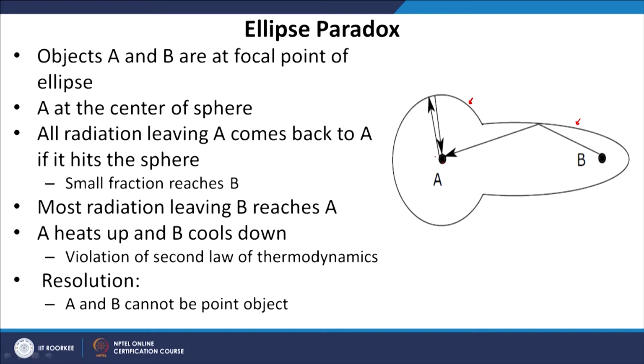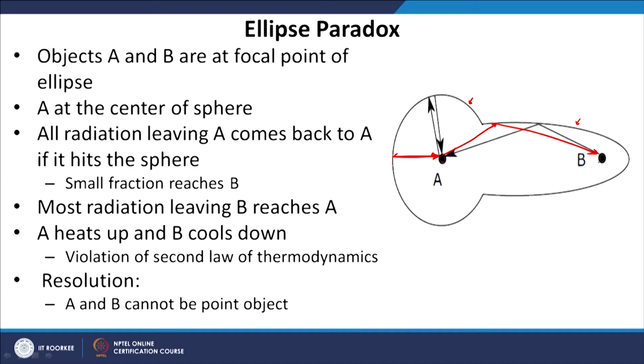We have a sphere which has its center at A. Now, whatever radiation leaves A will hit the surface. Let us assume that the surfaces of the sphere and ellipse are perfectly reflecting and specular. So, whatever radiation hits the sphere surface will come back to the sphere center itself. Nothing will go to the ellipse. However, any radiation that leaves in this direction will hit the ellipse and go to B. So, only a small fraction of the energy emitted from A will go to B. Most of the energy will come back to A.